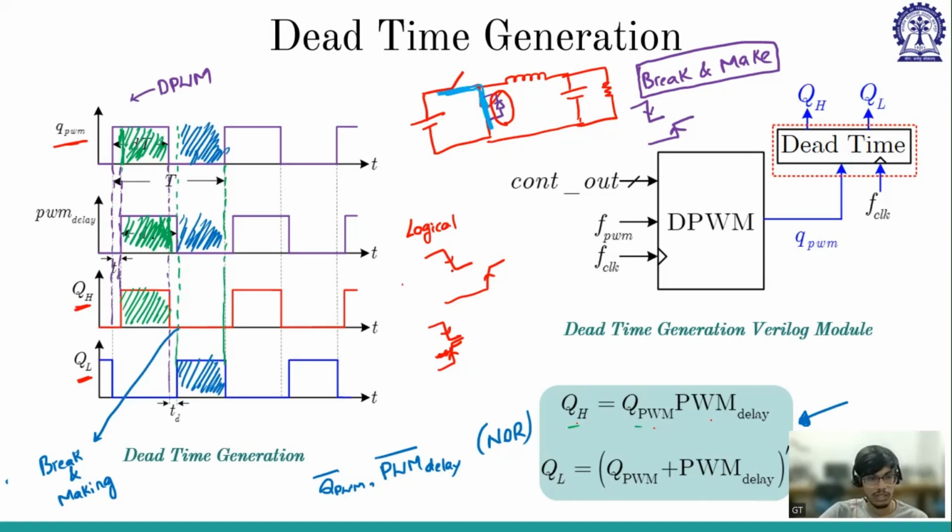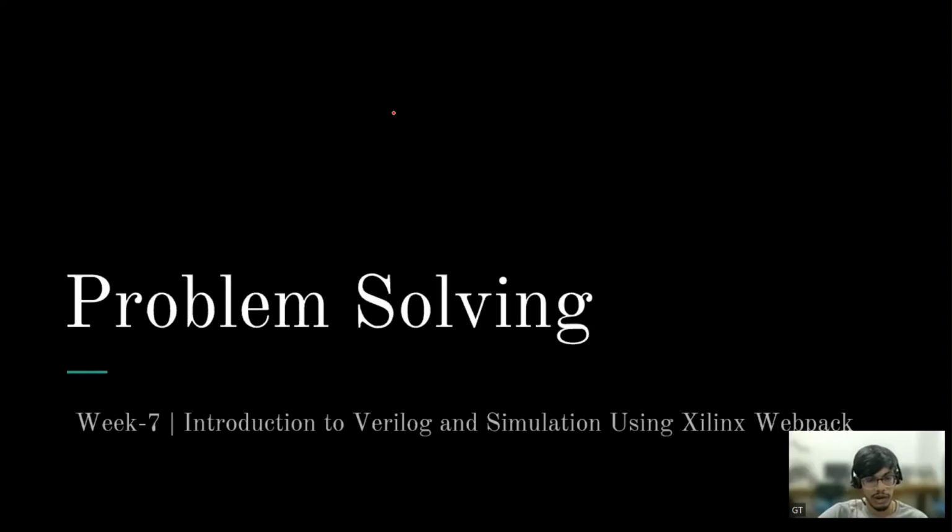So here today we have discussed Verilog code and then ripple carry adder, and then we have discussed binary numbers, and then we have discussed something called Q format, and then we have discussed digital PWM implementation. Now let us solve few problems.